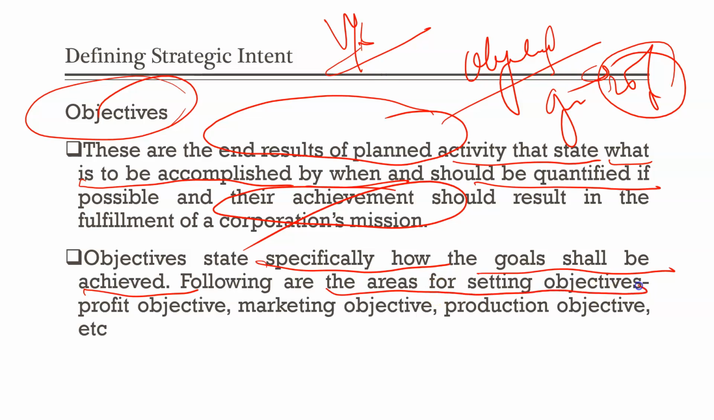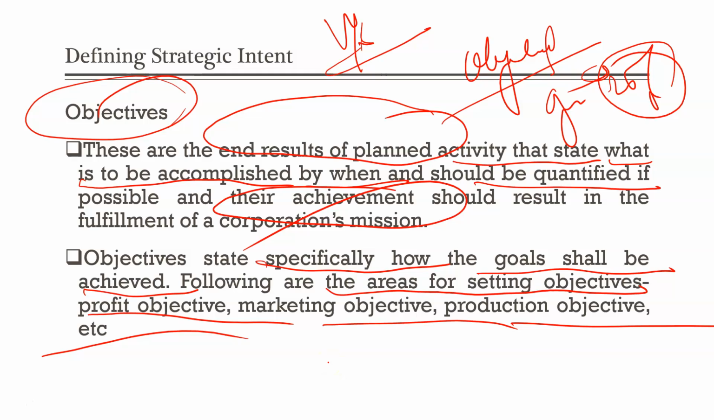Following are the areas of setting objectives: profit objective, marketing objective, production objective, etc. So you can basically set up the objectives in different functional areas. For marketing, we can have objectives, we can have financial objectives, we can have people's objectives, we can have production objectives, we can have a profit objective. So you can design different objectives for different functional areas.